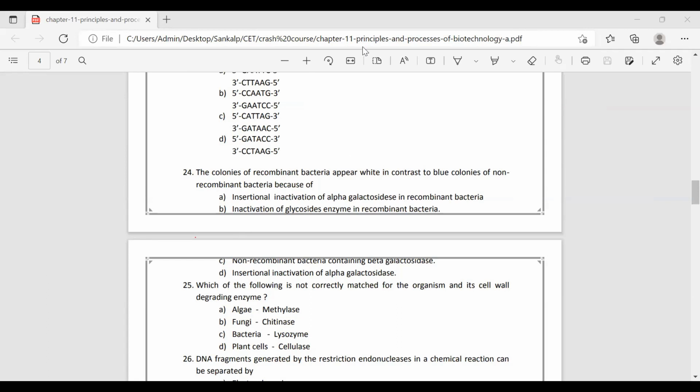So today we completed the concept of rDNA technology and we solved 25 multiple choice questions on rDNA as well as biotechnology. I want to know which concepts you want me to discuss tomorrow and which MCQs you want me to discuss.